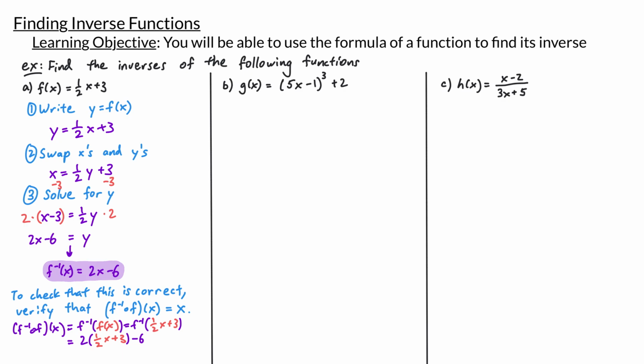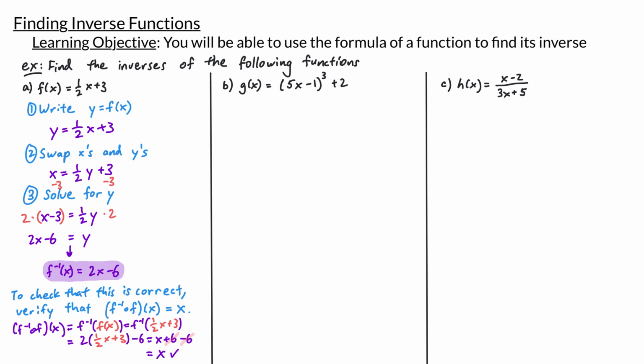Now to simplify this expression, I can start by distributing the 2 out here. Multiply it to the 1/2 x, multiply it to the 3. That's going to give us x plus 6, and then we still have a minus 6. And we see here that the plus 6 and the minus 6 will cancel out, leaving us with just x. And that's what we wanted to show. We wanted to show that f inverse composed with f of x is equal to x. So we see that our process here does give us the correct inverse function.